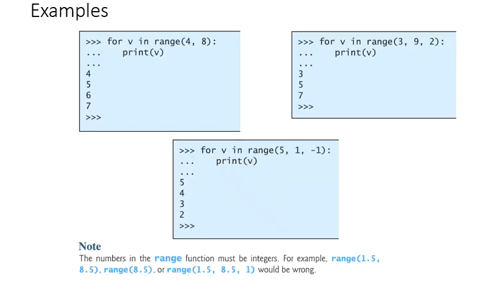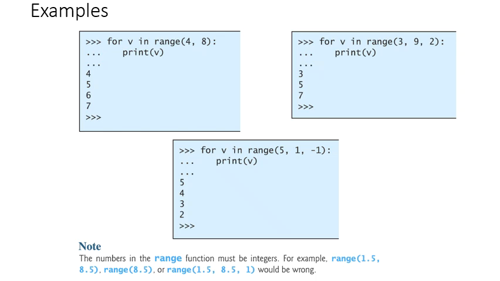For example, for V in range 4, 8, print V. So the starting value is 4 and here the stepping value is not there. So the default is 1: 4, 5, 6, 7. The end value is 8, so before that value it will be printed. So 4 to 7.